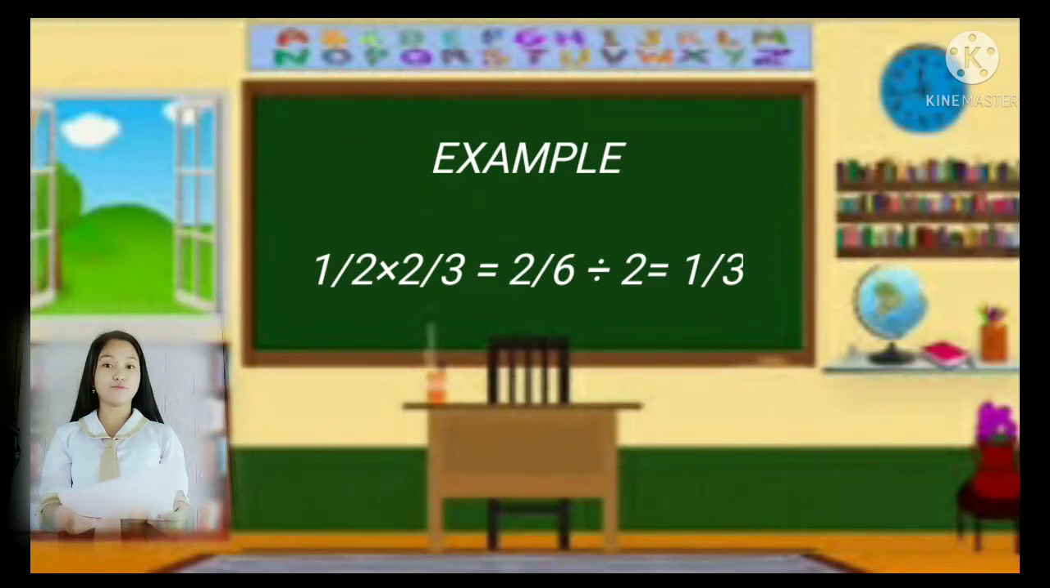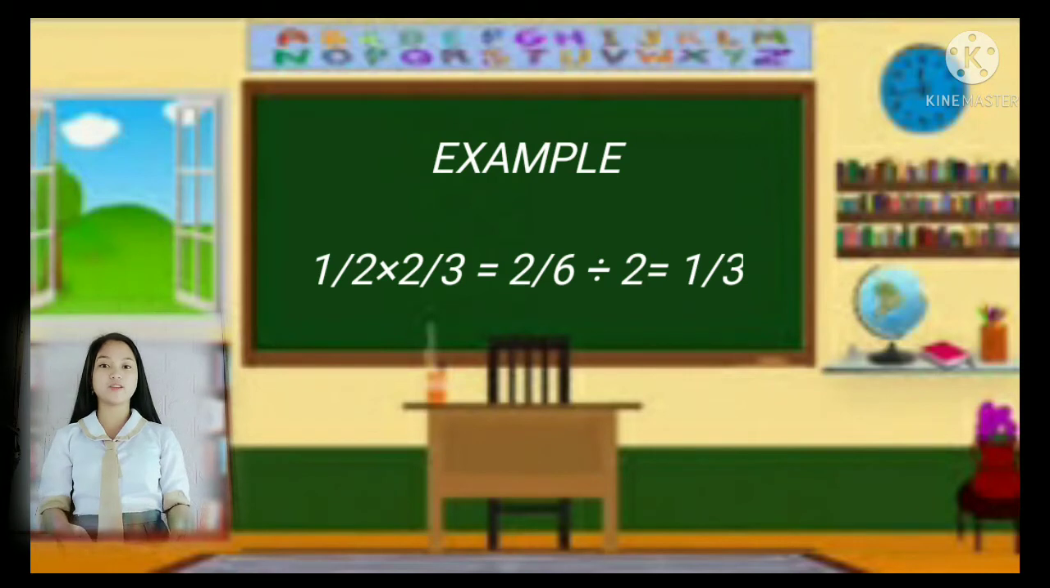1/2 multiplied by 2/3. You need to multiply first the numerators, which is 1 multiplied by 2. So 1 times 2 is equal to 2. Then after you multiply the numerator, you are also going to multiply the denominator, which is 2 times 3. So 2 times 3 is equal to 6. Then the answer of 1/2 multiplied by 2/3 is 2 over 6.